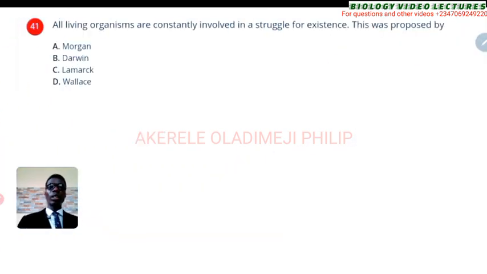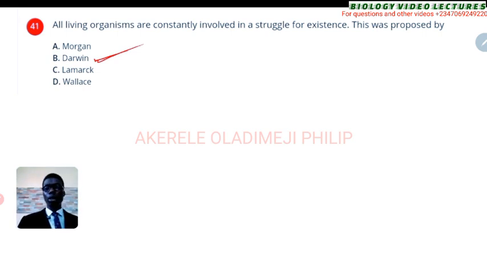All living organisms are constantly involved in a struggle for existence. This was proposed by who? That should be by Charles Darwin, please. It is Darwin, yes. Option B, Charles Darwin. Morgan's contribution was in genetics. He was the one that said that we have genes in chromosomes, really.